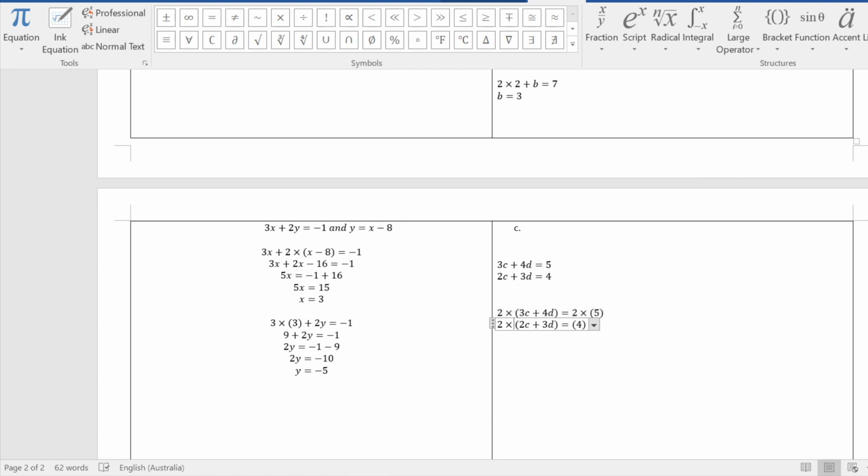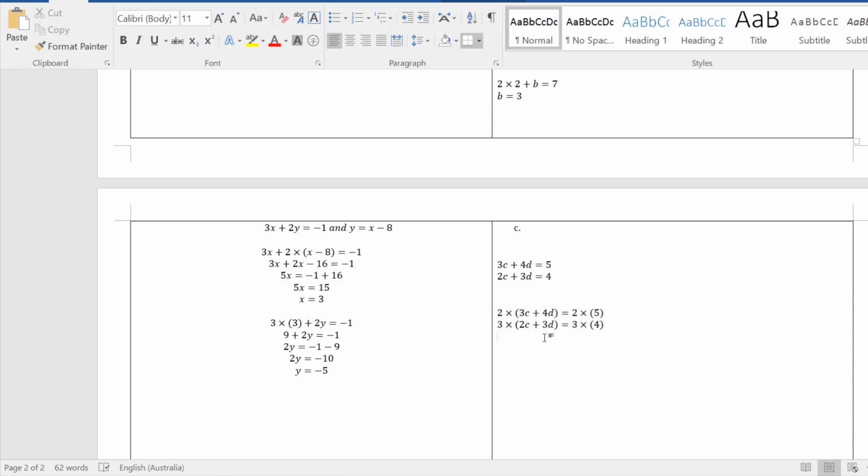So how do I turn this one here, the 2c plus 3d, how do I turn 2c into 6c? Well, I times it by 3, don't I? That means this side also has to be multiplied by 3. From there, I can take this and now expand it. So this is going to give me 2 times 3c, as we mentioned earlier, is 6c. 2 times 4d is going to give you 8d. That's equal to 2 times 5, which is going to give you 10.